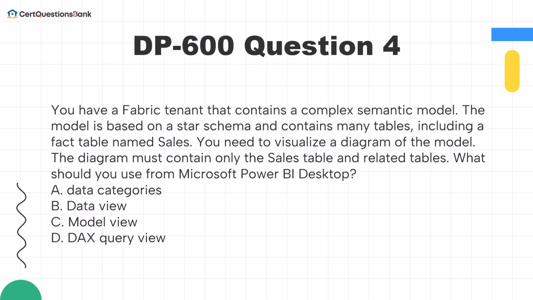You have a Fabric tenant that contains a complex semantic model. The model is based on a star schema and contains many tables, including a fact table named Sales. You need to visualize a diagram of the model. The diagram must contain only the Sales table and related tables. What should you use from Microsoft Power BI Desktop? A. Data categories. B. Data view. C. Model view. D. DAX query view.